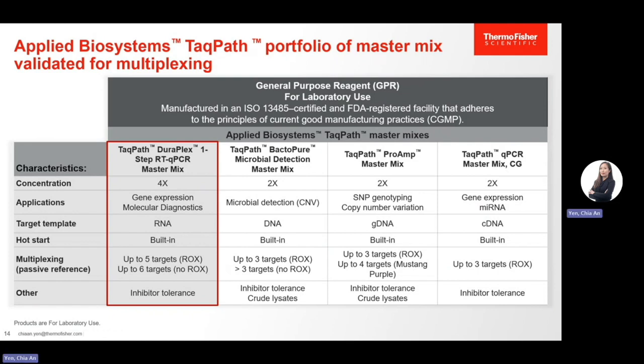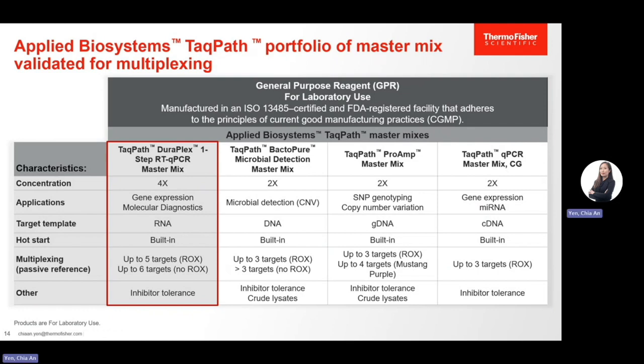Today, we will focus on the TaqPath DuraPlex 1-Step RT-qPCR Master Mix. This master mix is new on the market and it takes RNA as template, and it is specifically designed for higher order multiplexing, allowing up to 6 targets in a single reaction.